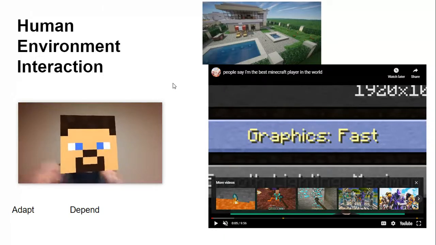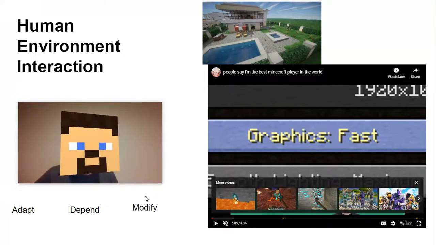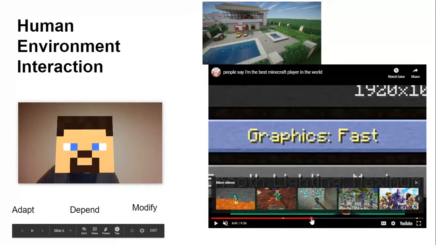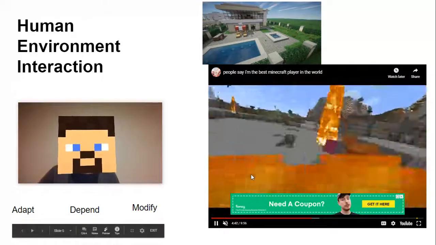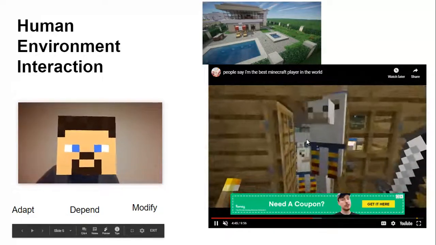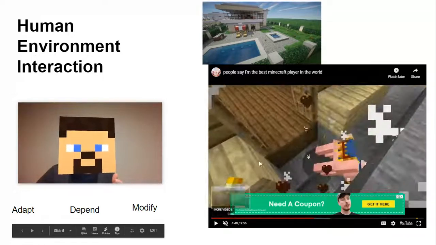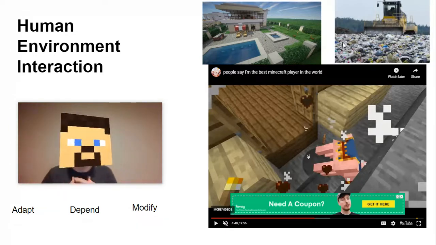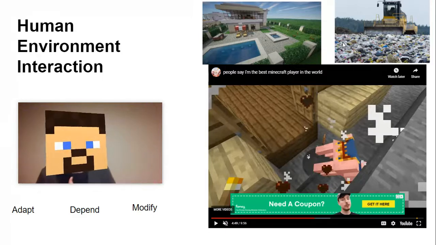And therefore, we are interacting with those things. And finally, we have modify. Now, we as humans can modify the environment. Again, as you're creating and doing things in Minecraft, you are constantly modifying your environment and creating new things and doing new things and interacting. But with that in mind, sometimes modifications can be negative, like a landfill. We can modify our environment in both positive ways, but then also in negative ways as well.